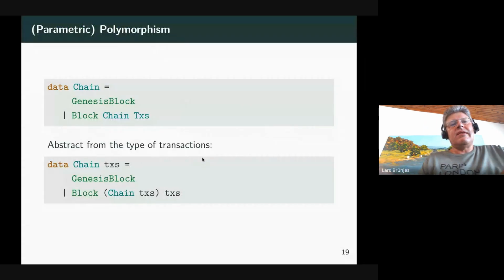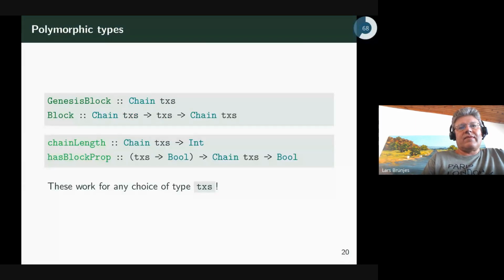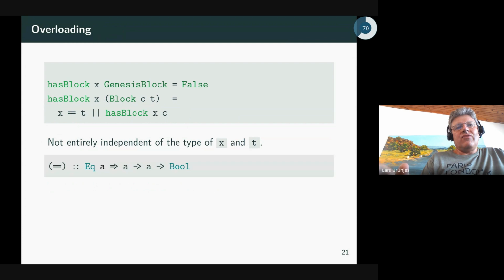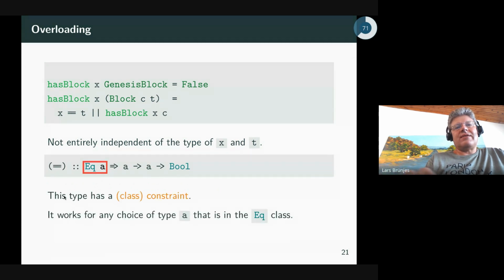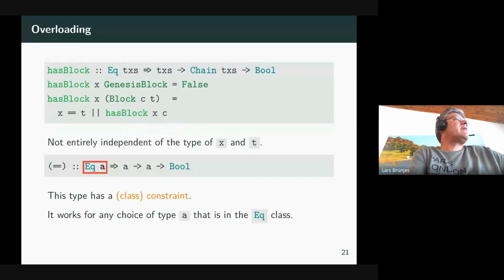Let me see the slides. So we talked about this, that some functions just work for every choice of txs. Others do not, and we need this so-called class constraint, equality class constraint. And I showed you that and demonstrated that. Okay, so that was a short teaser on polymorphism.